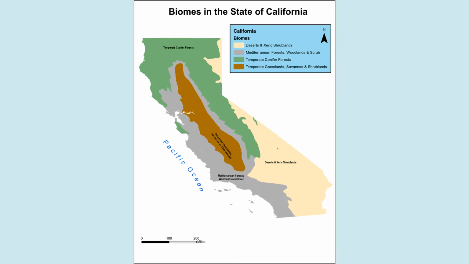The first map's purpose is to display the biomes in the state of California. This shows land coverage, and with this data we show each biome in a different color. That's the symbol.